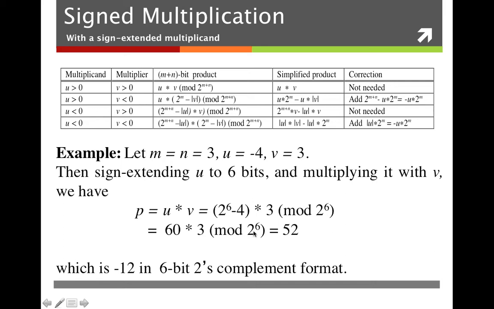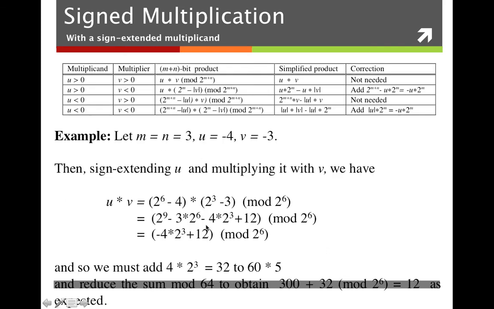And if you just look at the mod 64 of that, this is 180, and then just subtract from that 128, and that gives you 52. And of course that itself is a minus 12 in 6 bits, and that's what we should have gotten. And no correction was required. We simply sign extended the multiplicand, and then that automatically gave us the product.